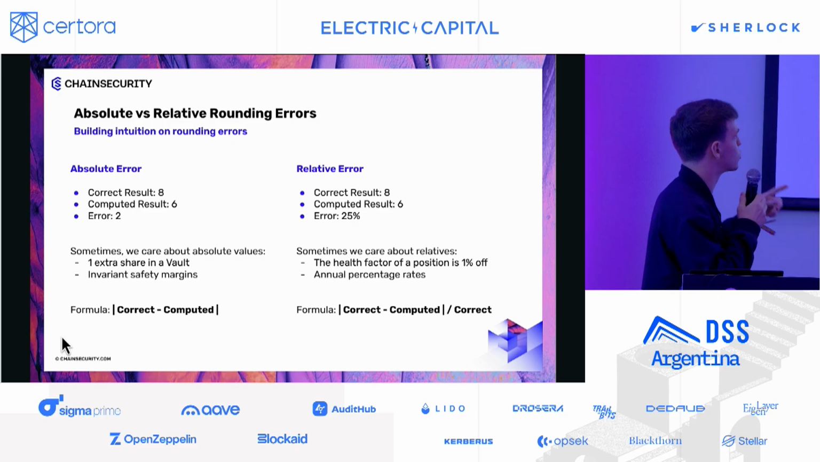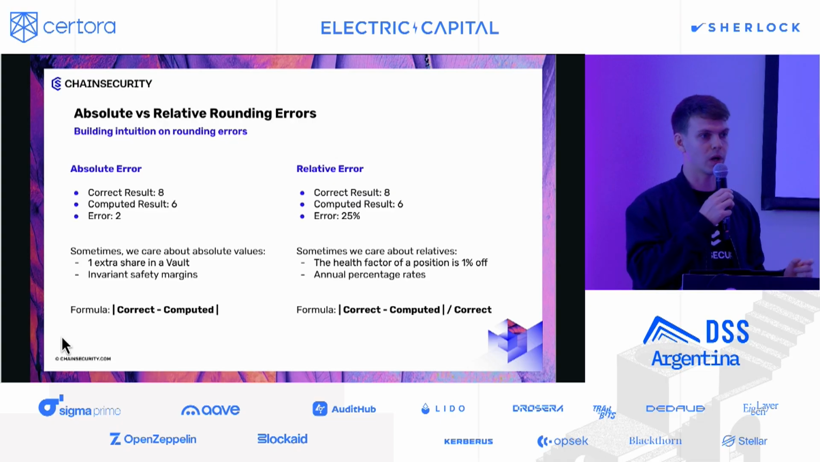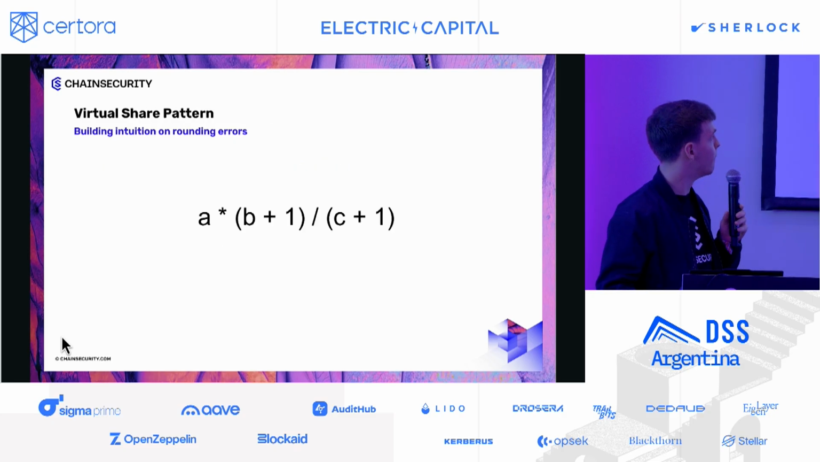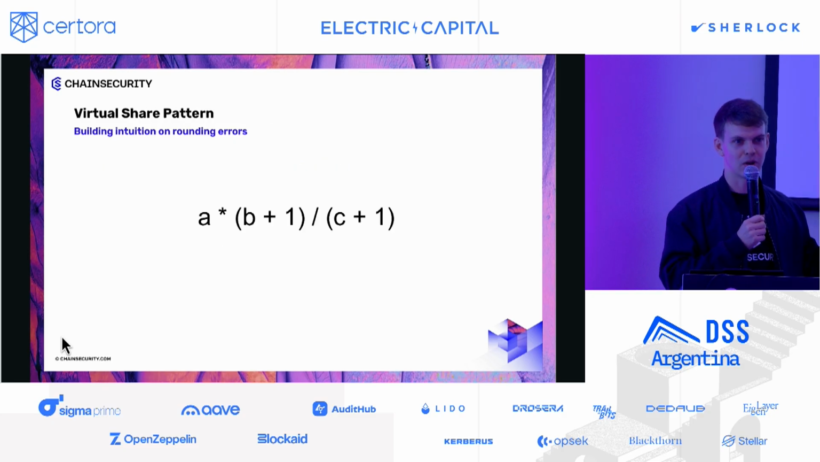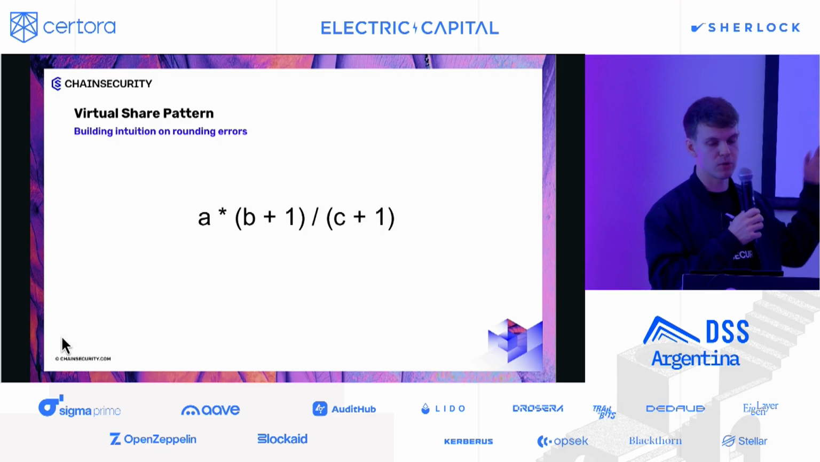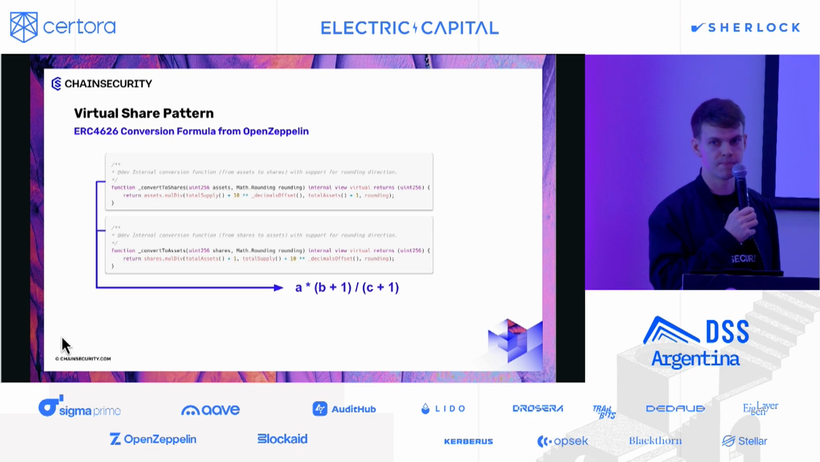So sometimes we do actually care about 1 way. We cannot be 1 way off, or we want to do something if we're 1 way off. And sometimes we don't care if we are less than 1% off. Maybe 1% off is fine. Maybe not. And now I want to talk about this formula that we often see. And this is the formula which comes from the ERC-4626 vault from OpenZeppelin.